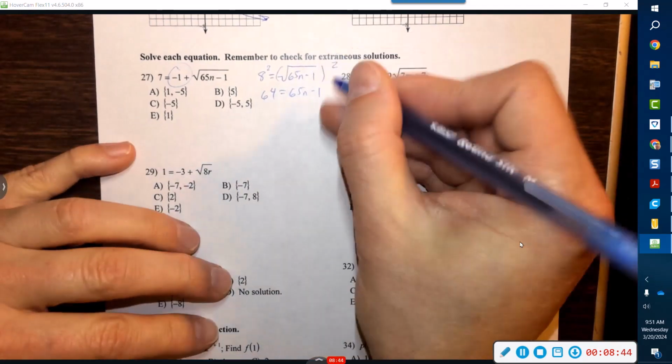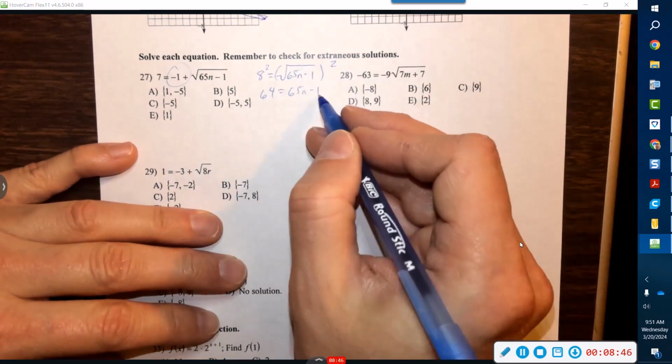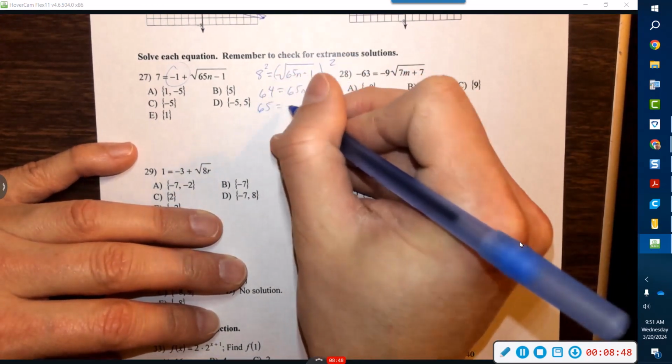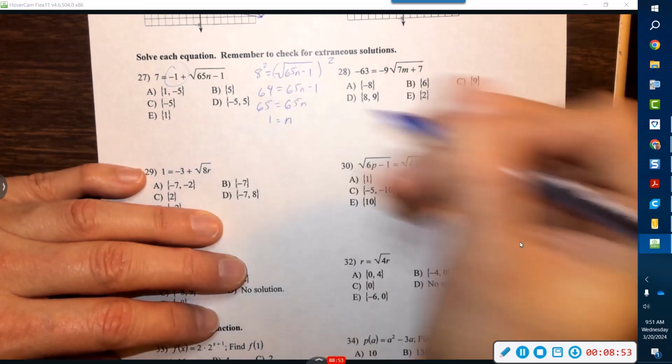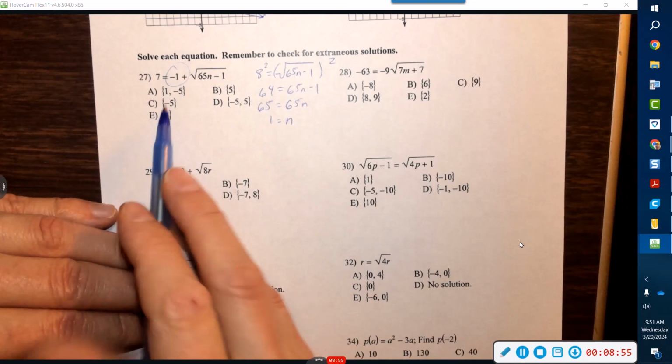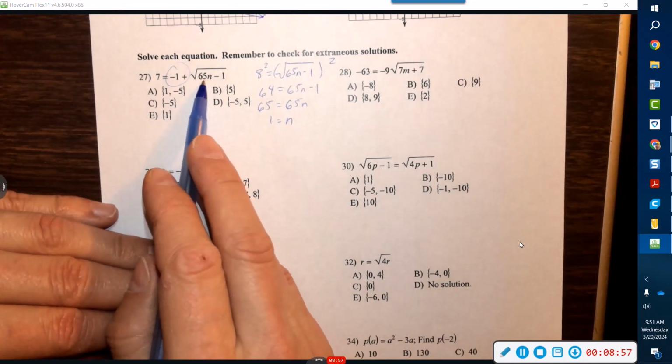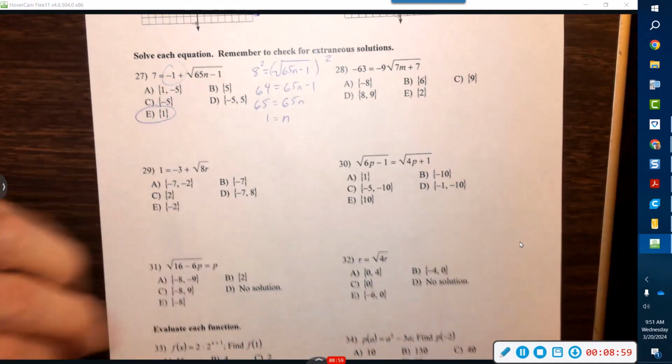Now the radical is free. Now we got to get n by itself. Move that over here so that we get a 65 equals 65n. And if we divide both sides by 65, we will get n equals 1. Let's make sure that 1 works. Square root, yep, okay, that actually works, so we are good.